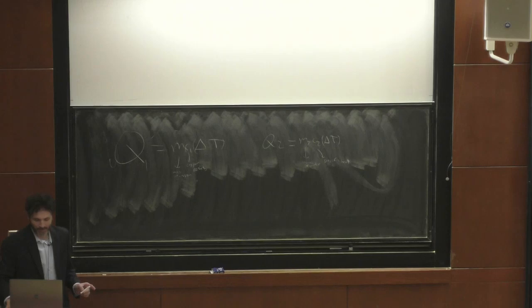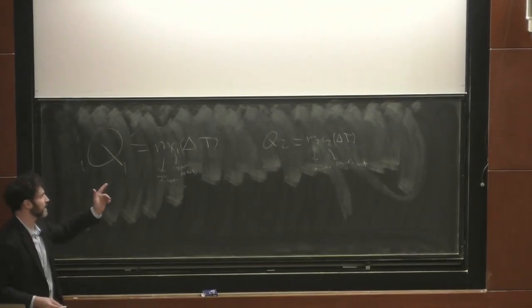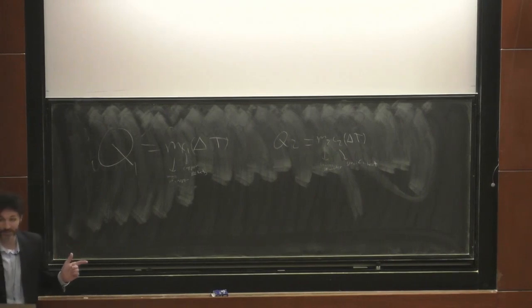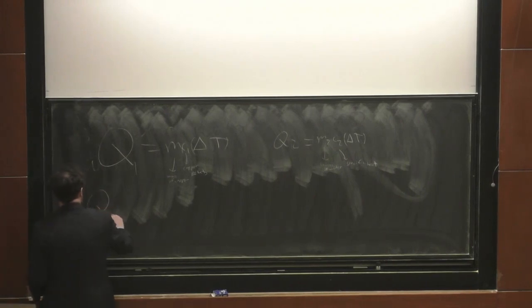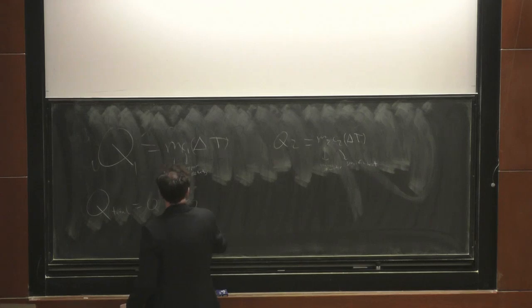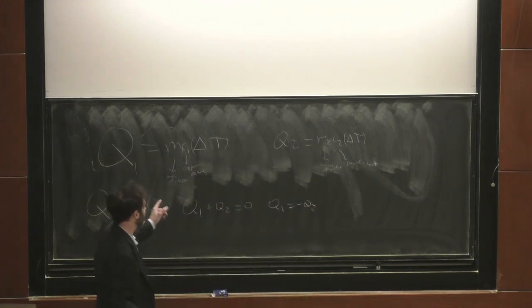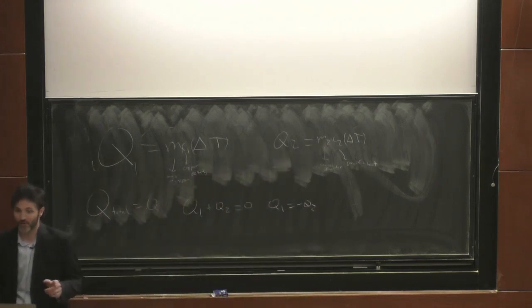But here's a really easy place to make a mistake. If you just say Q1 equals Q2, you're going to get the wrong answer. And why is that? Because it's not true. Because actually, Q total equals 0. So Q1 plus Q2 equals 0. So Q1 equals minus Q2. So you have to set that equation up correctly to get the right answer.